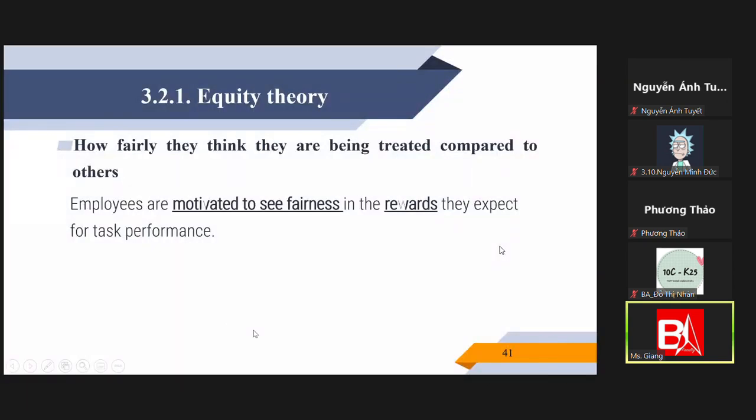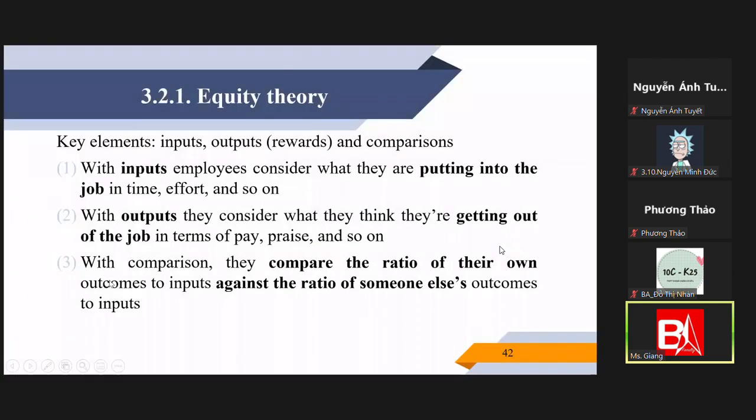In the equity theory, we mentioned that people will be motivated if they think they are being treated equally compared to others. So if managers treat employees equally, they will feel more motivated. In other words, employees are motivated to see fairness in the rewards they expect for task performance. To be more specific, we will need to pay attention to the key elements: the inputs, the outputs, and comparison.